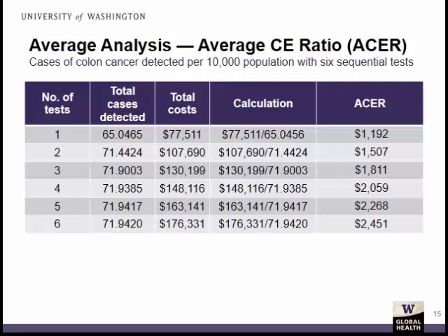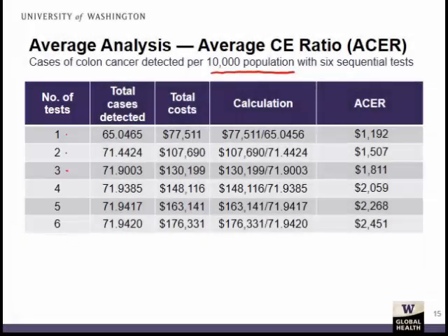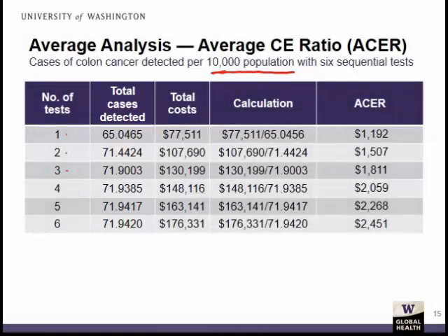So here are the results for 100,000 individuals screened for colon cancer in this paper by Duncan Newhouser. Essentially, you have in this column the number of tests. So you have 1 test, 2 tests, 3 tests, and so on. And for 100,000 population, here you have the number of cases detected. In the first test, you detected 65 cases, second one 71.4, third one 71.9, fourth 71.9 again, fifth one 71.9 again, and sixth 71.9.